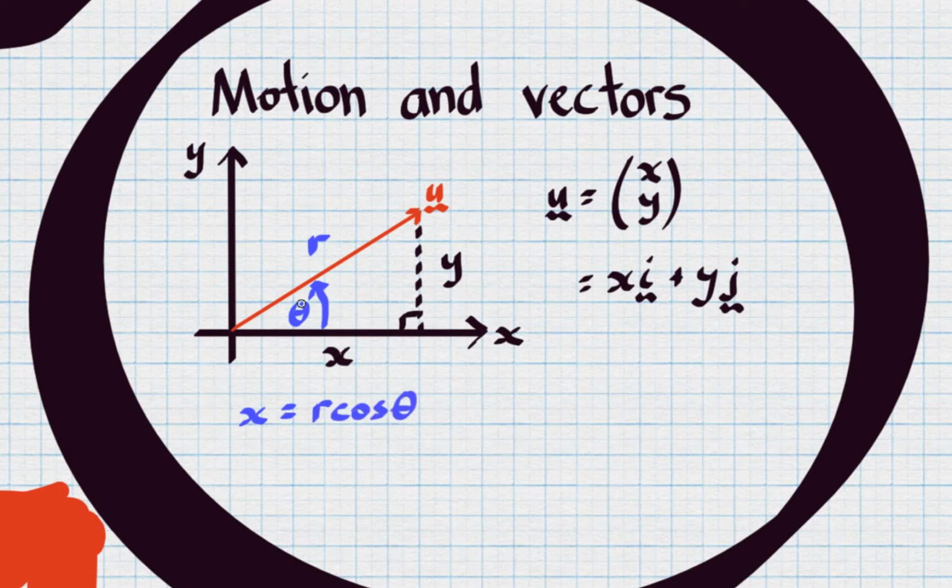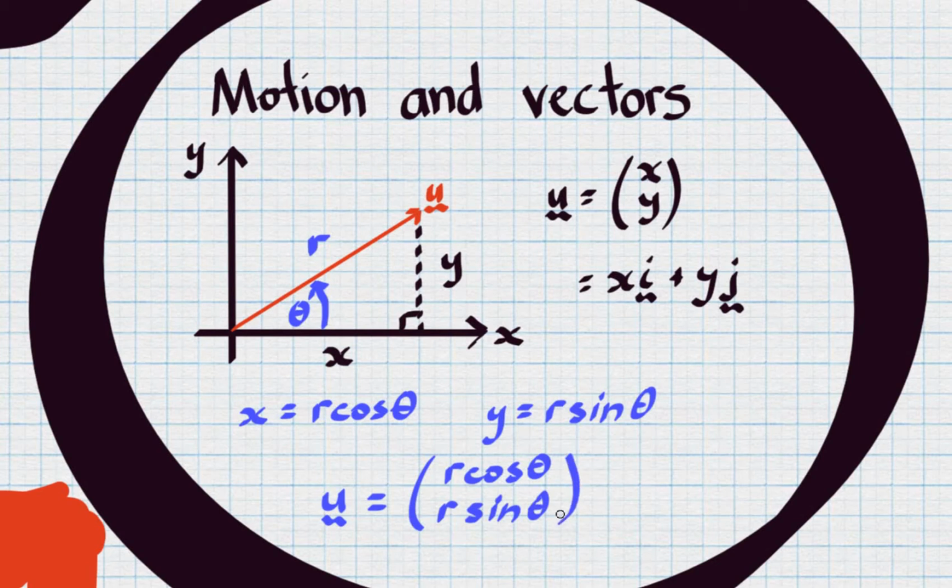Likewise, if we consider sine of the angle theta, we're dealing with the opposite and the hypotenuse, and we can get y is equal to r sine theta. So this means our vector u can be expressed as r cos theta for the x component and r sine theta for the y component. So now our vector u is expressed solely in terms of its magnitude and its direction.